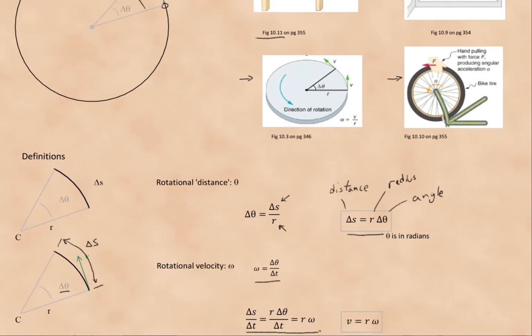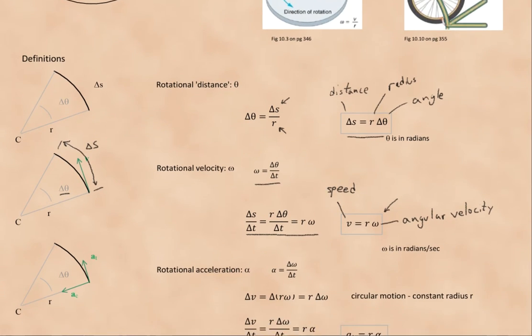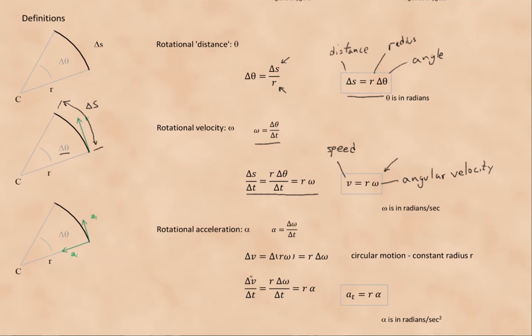Since delta s over delta t is speed v, and delta theta over delta t is omega, we have this relationship between the speed of the mass and its angular velocity. In a similar way, the angular acceleration is defined as the change in angular velocity per time. If the mass is speeding up or slowing down, its speed is changing, and the change in speed over the change in time is translational acceleration. This gives us acceleration is equal to r times alpha.